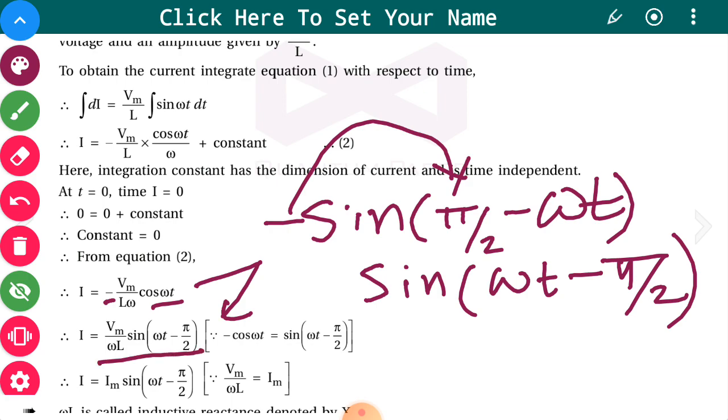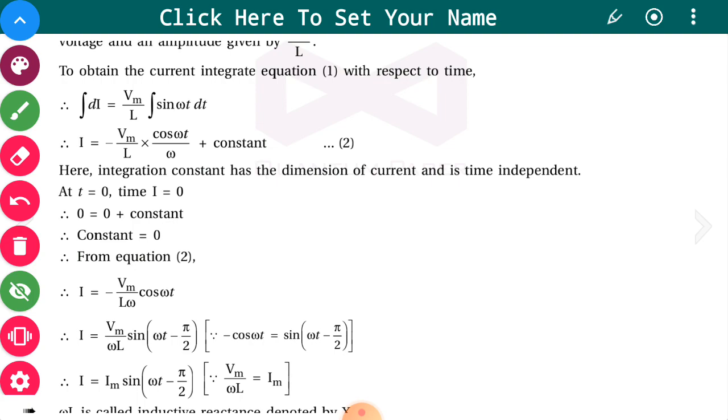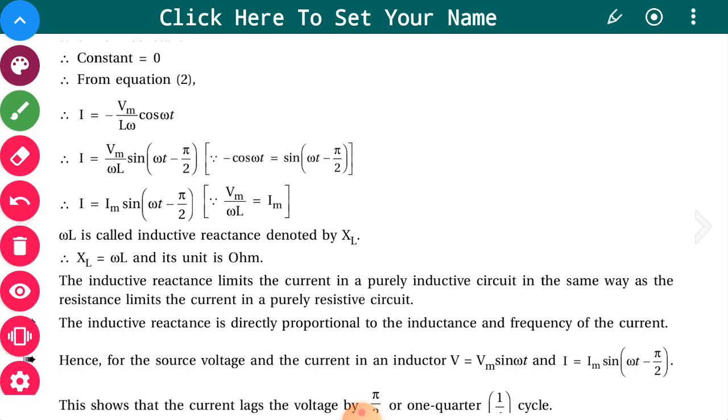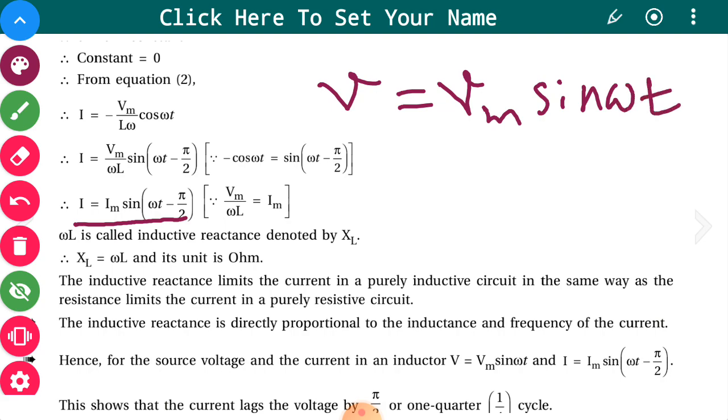Vm upon omega L is kept as it is, and this Vm upon omega L is taken as Im. So the equation of current becomes I is equal to Im sine of omega t minus pi by 2. So the equation of the current is different. Voltage is given by Vm sine omega t, and here current is given by I is equal to Im sine omega t.